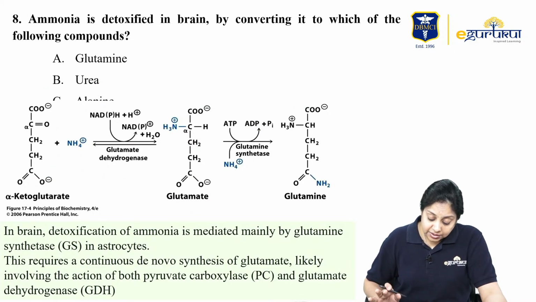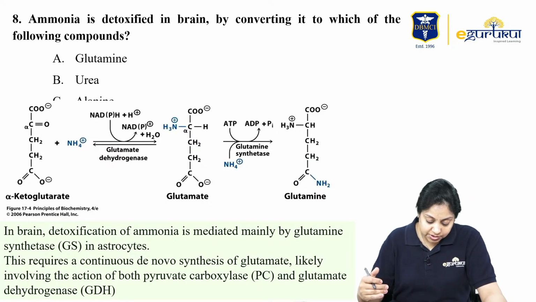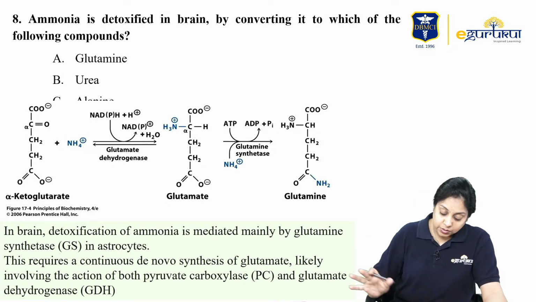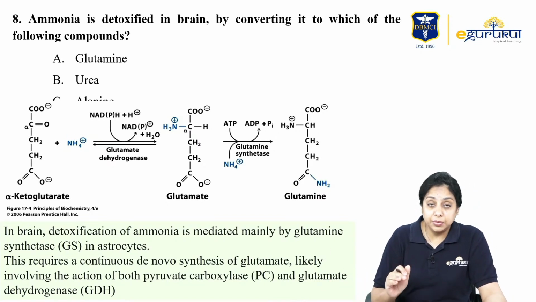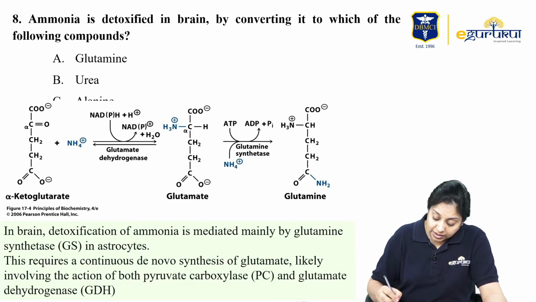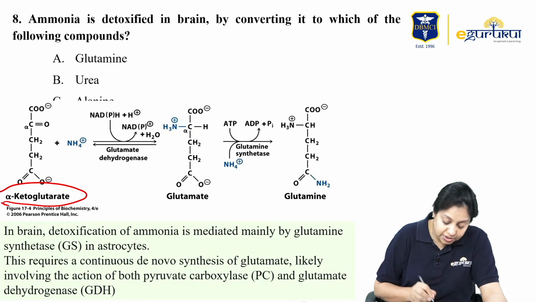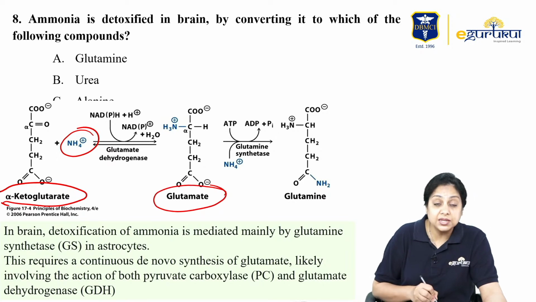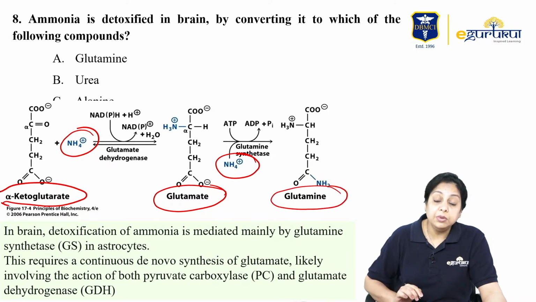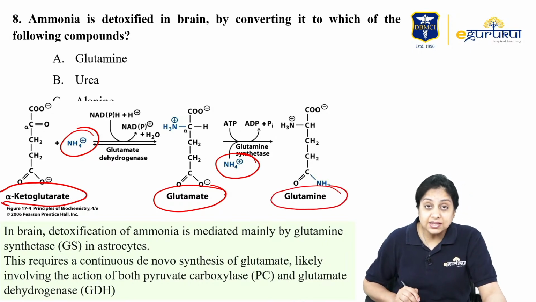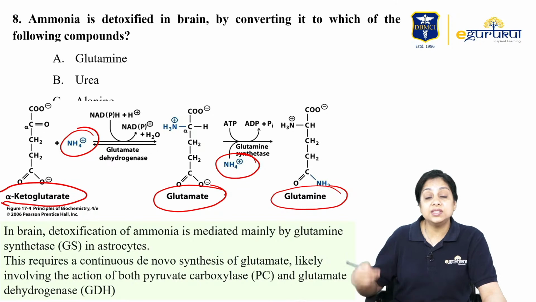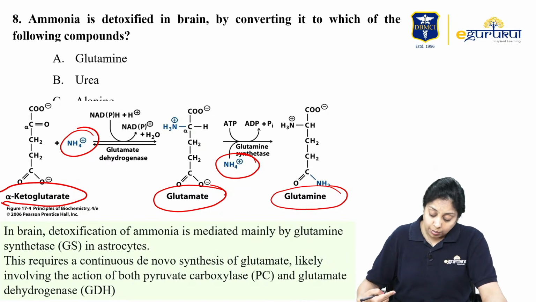Ammonia is detoxified in the brain by converting to which of the following compounds? Okay, so there are the choices. See, if you have ammonia in the brain, right, it is detoxified by using lots of alpha ketoglutarate. Alpha ketoglutarate can accept an ammonium ion and gets converted into glutamate. Glutamate can take one more ammonium ion and it is eliminated in the form of glutamine. But this leads to decreased availability of alpha ketoglutarate. So we have to synthesize the alpha ketoglutarate in the body, right?